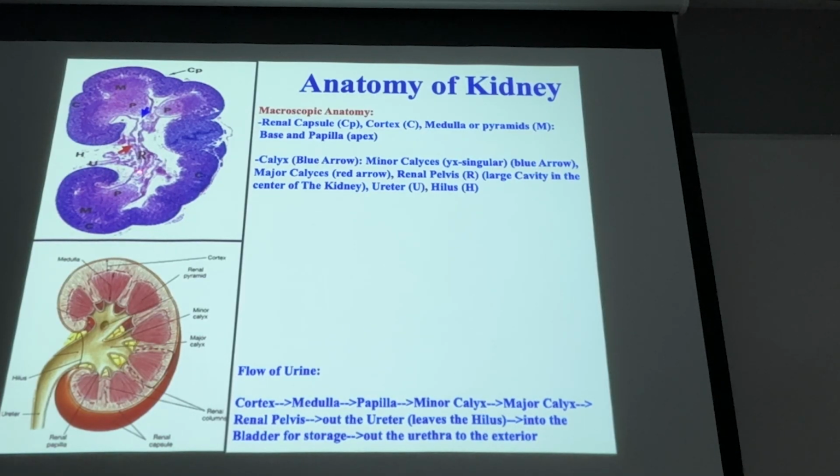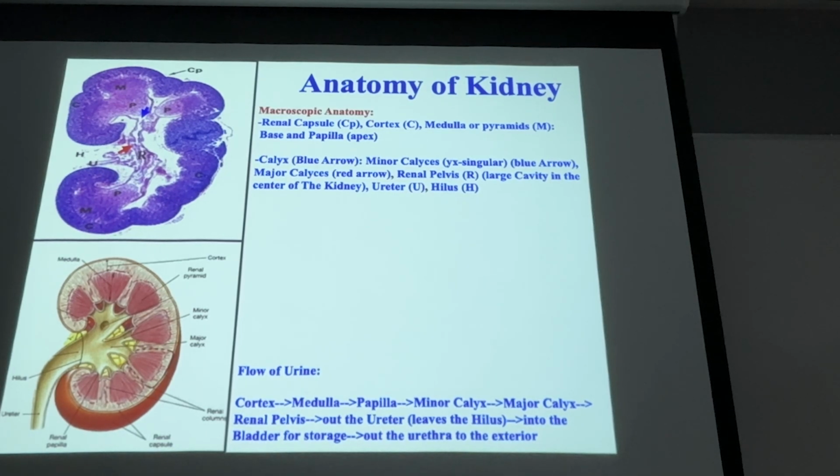So that collects all of the canals or cavities that drain the medullary pyramids, or what we call the renal pyramids, and that's where the urine is collected. So the urine is collected in these cavities. The cavities are going to be called a calyx. All right, so a calyx means cup, and there are what are called minor calyces and major calyces.